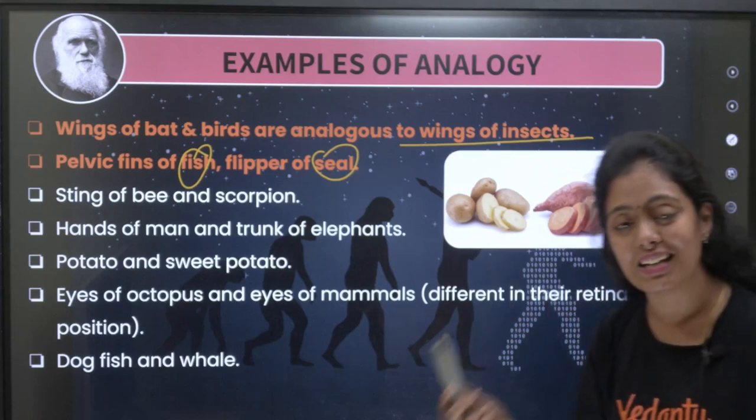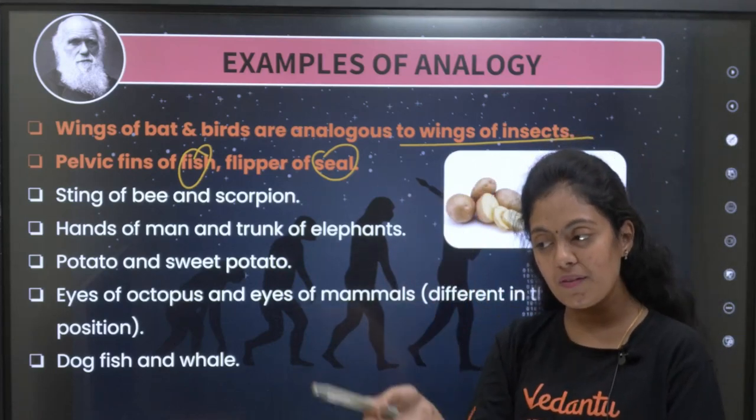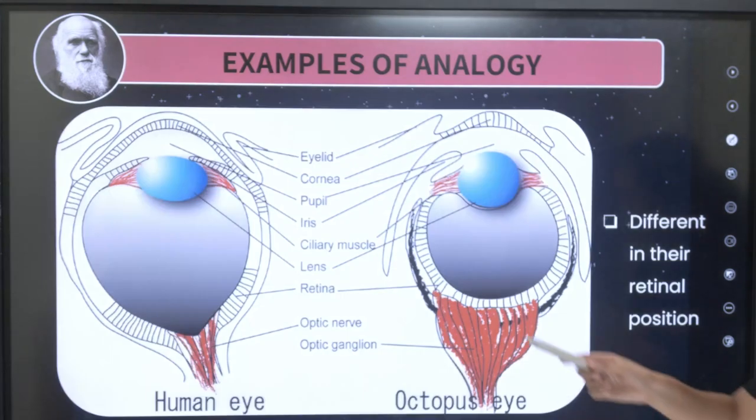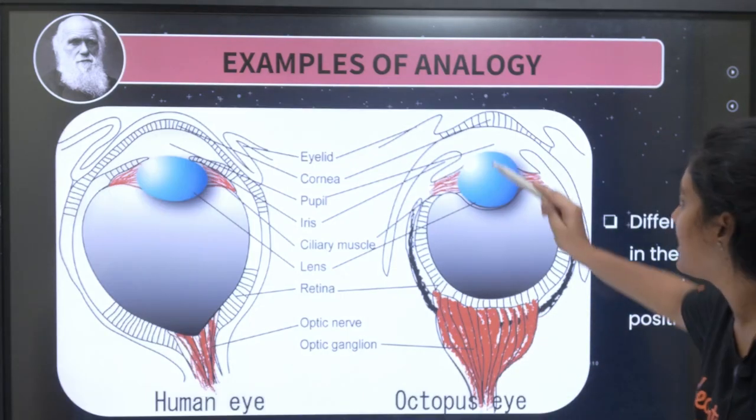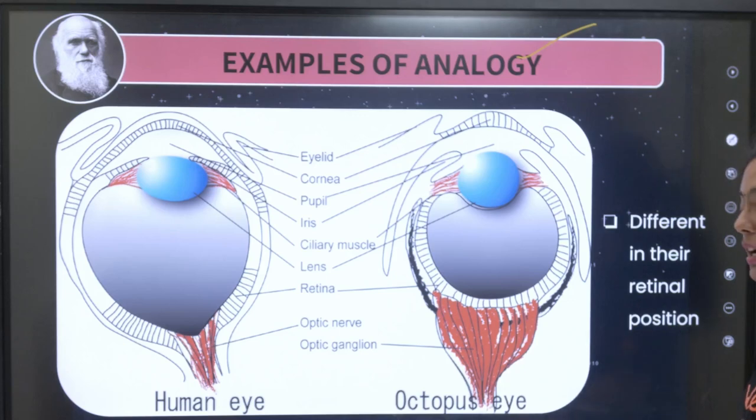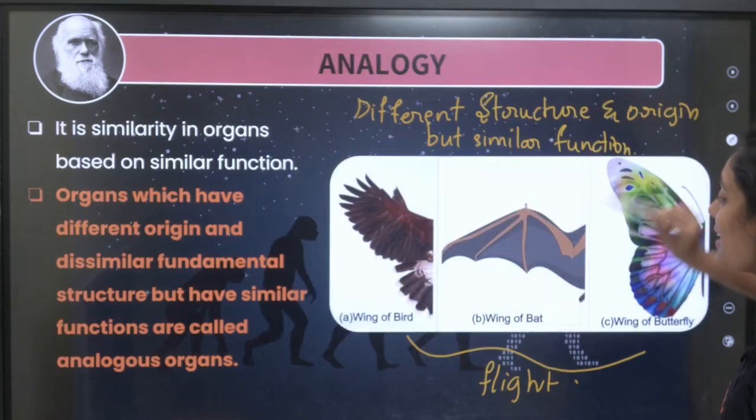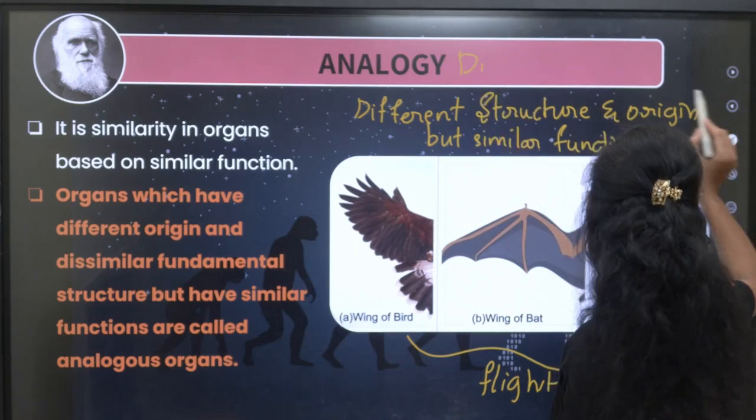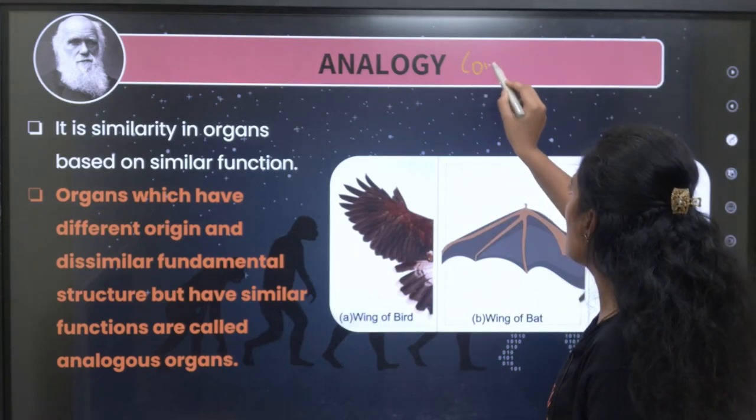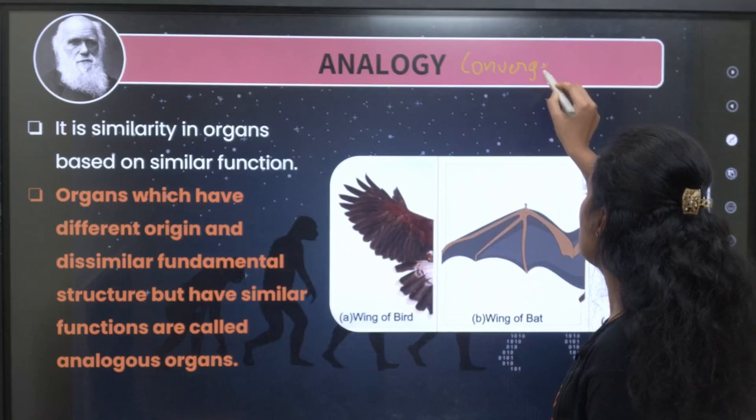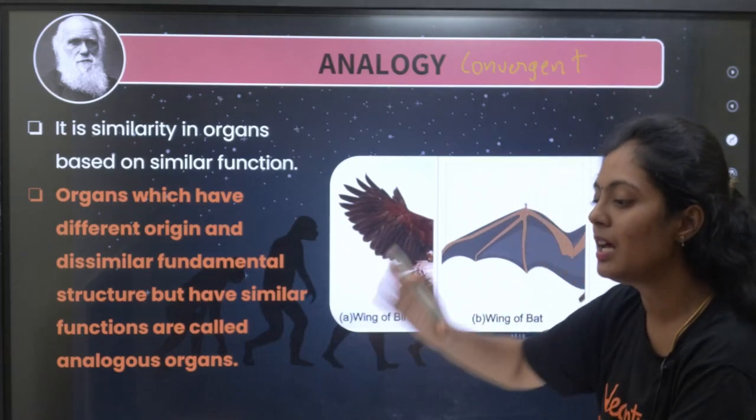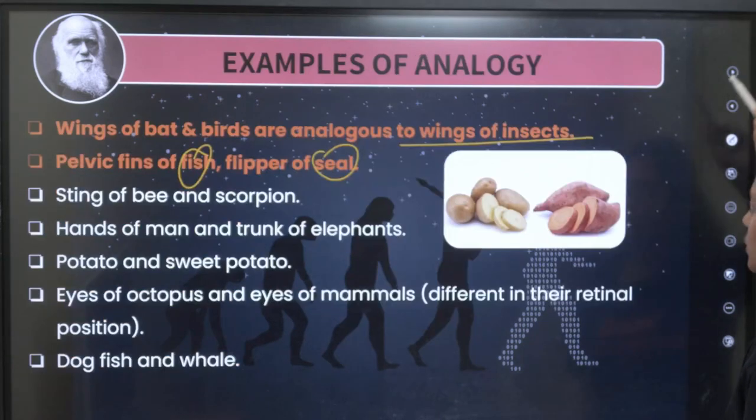They are different in the retinal position, but they have the same function. Dog, fish and whale. Okay. So you can see human eye and octopus eye are examples of analogous organs. And remember, pasangala, this analogous organ leads to convergent evolution. Okay, convergent evolution. Dissimilar organisms becoming more and more similar is called convergent evolution.